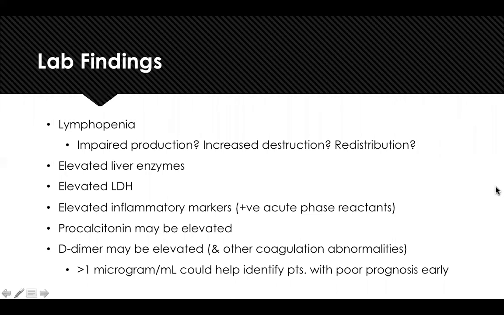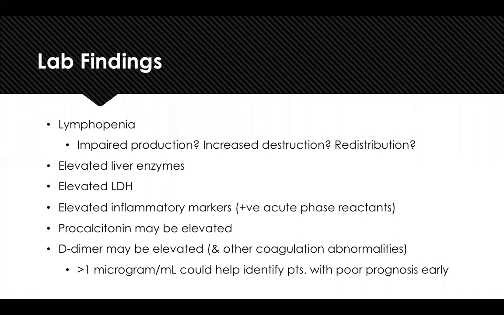And elevated inflammatory markers, those positive acute phase reactants I talked about, like CRP, which is the C-reactive protein, fibrinogen, serum amyloid A, all the complement. Procalcitonin may also be elevated. Even cardiac enzymes like troponin I can be elevated as well. And you have D-dimers that can also be elevated. D-dimers are those degradation products that I talked about.